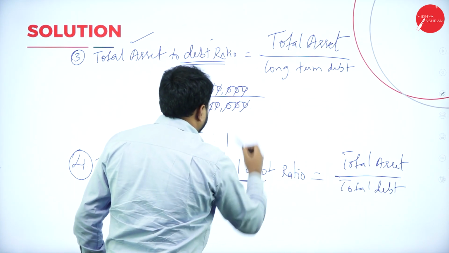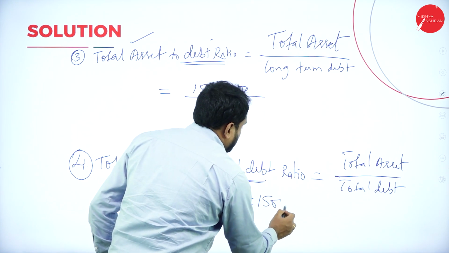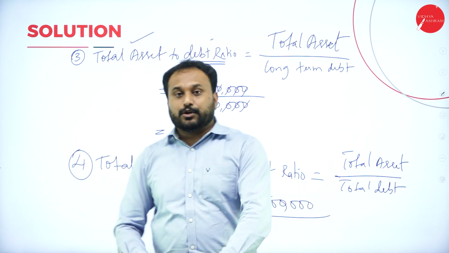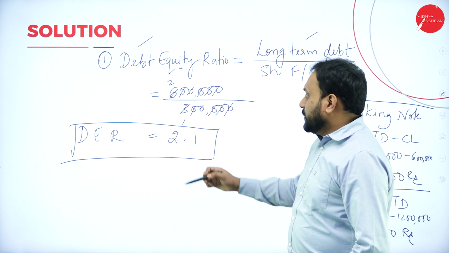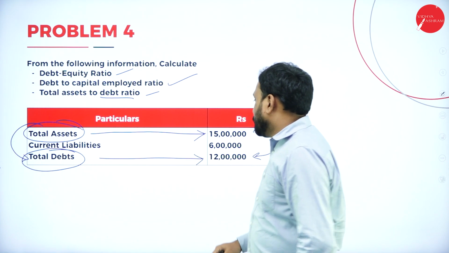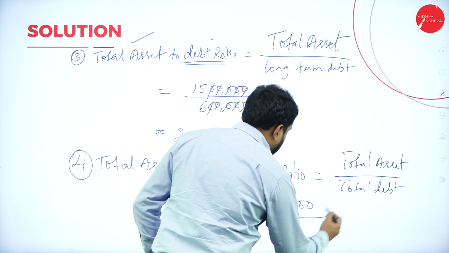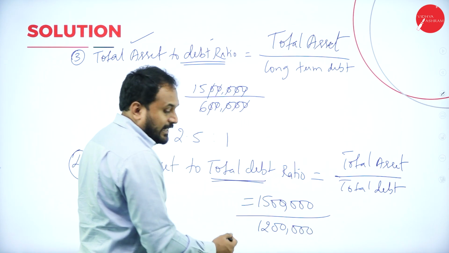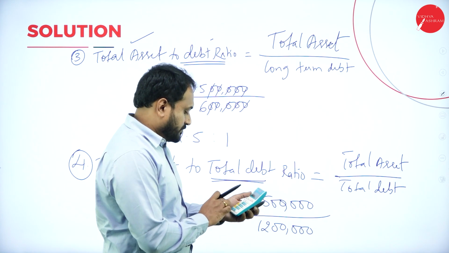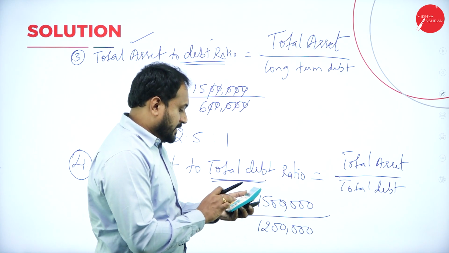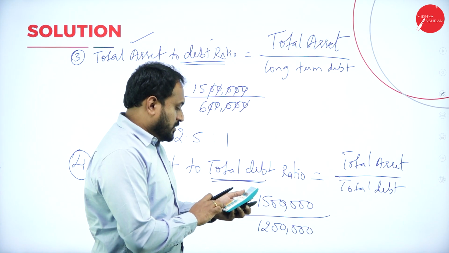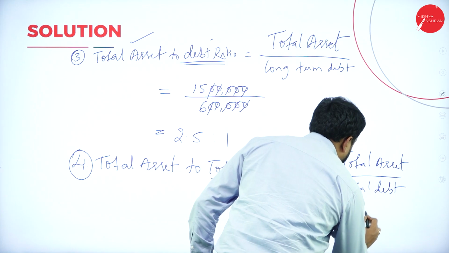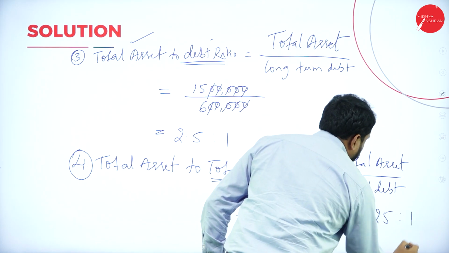So total asset is how much? 15 lakh is equal to 15 lakh divided by now total debt. They have only given in the question, if you just remember the question here, they have given us total debt, how much? 12 lakh. So we'll write here 12 lakh. So what exactly happens is, we'll take the calci now. 15 lakh divided by 12 lakh is equal to 1.25. So it is equal to 1.25 is to 1.